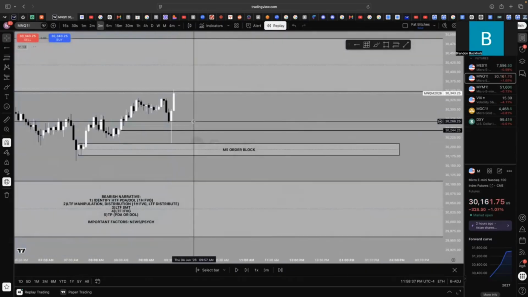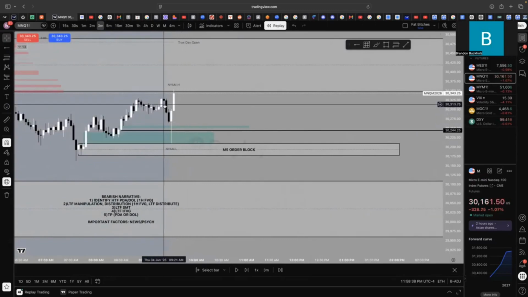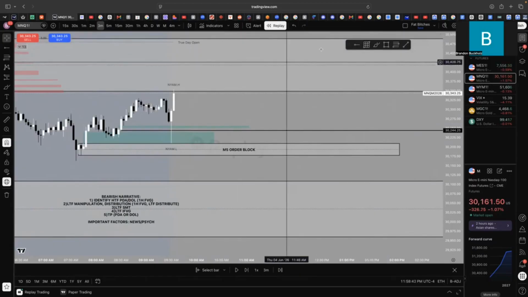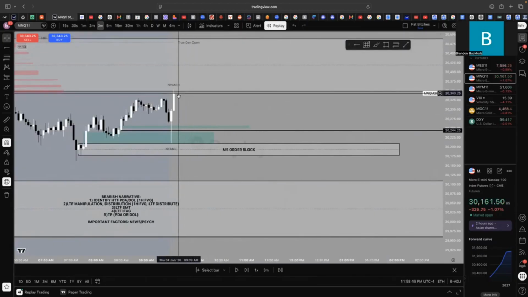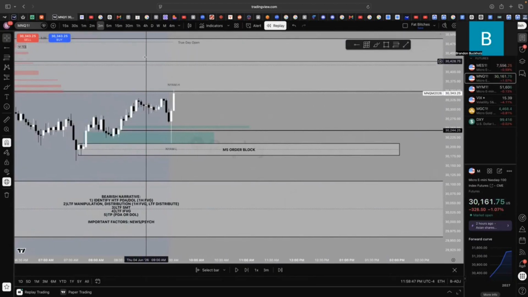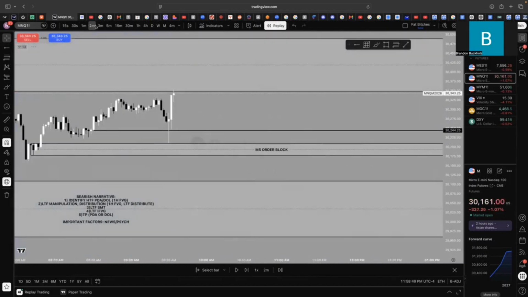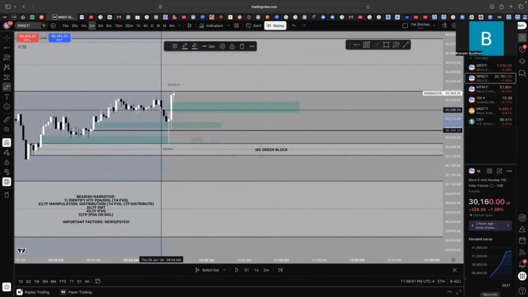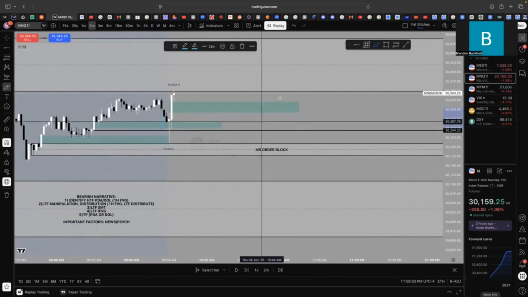On the 5, we'll swap down to the 3. We have this inverse right here. However, if I were to enter this trade, this is terrible RR. I would never take that trade. Let's look at the 2-minute. On the 2-minute, we have 2 fair value gaps, right? We have a fair value gap on this candle right here, and then we have a fair value gap on this candle right here.